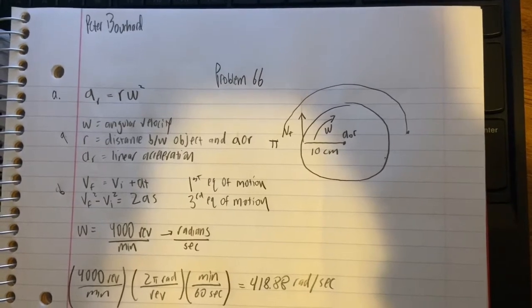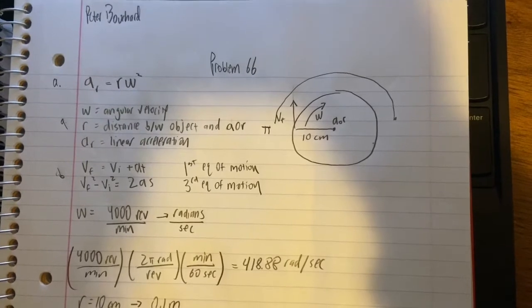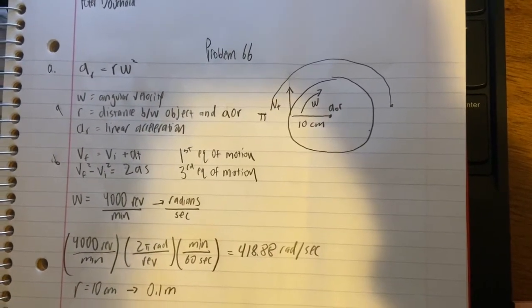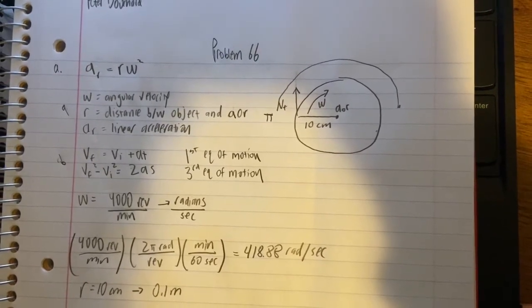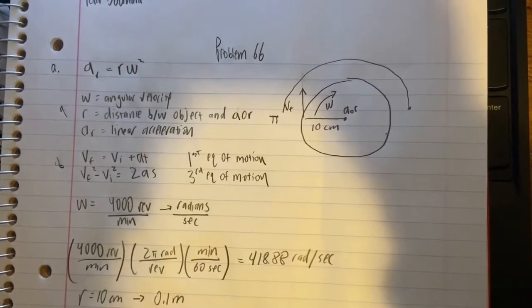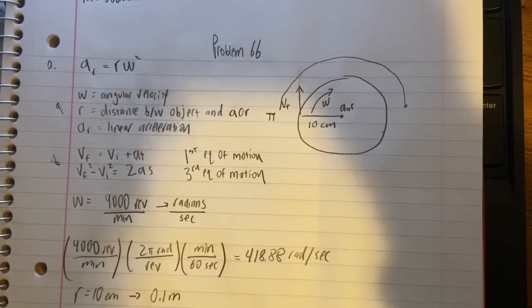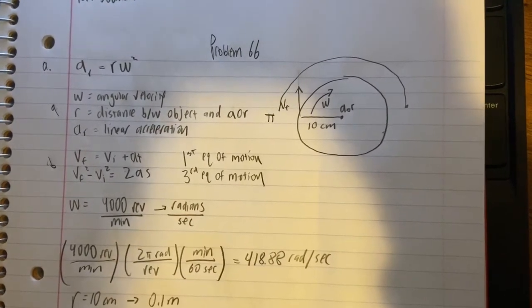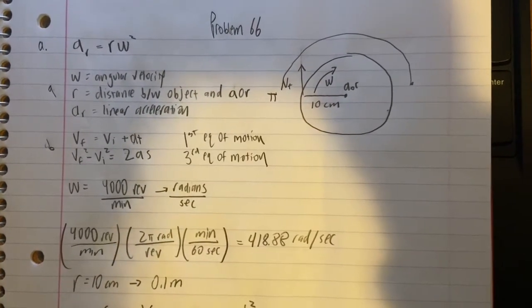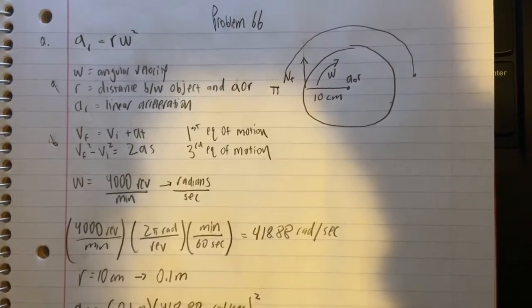Before we go on and solve this problem, we need to do a quick unit conversion for the angular velocity and turn it into radians per second instead of revolutions per minute. First, to turn it into radians per minute, multiply by 2 pi, because one rotation is equal to 2 pi, and then divide by 60 to turn it into radians per second. So it turns out to be 418.88 radians per second for the angular velocity.